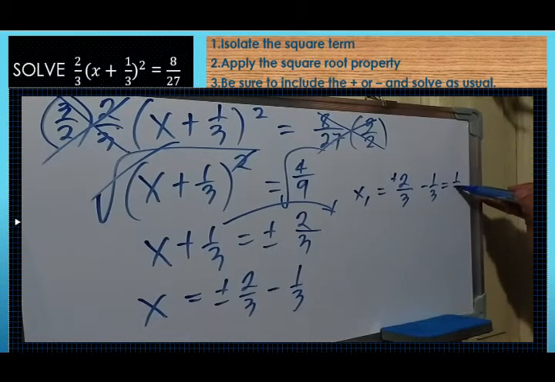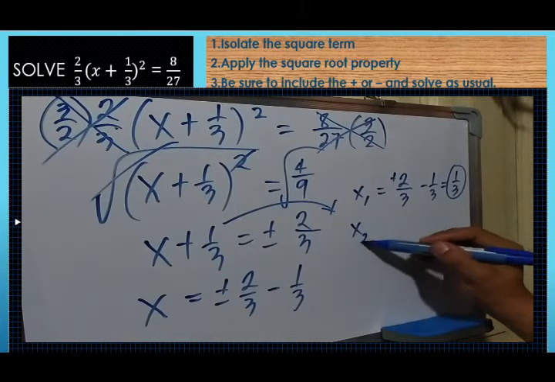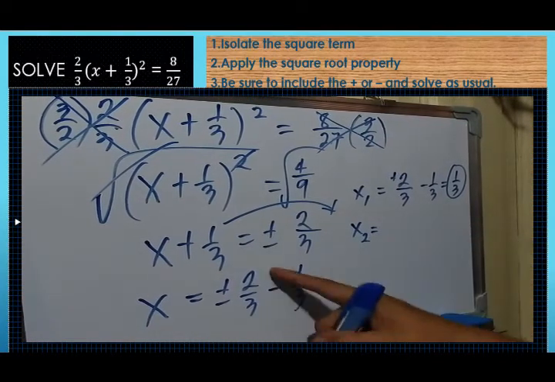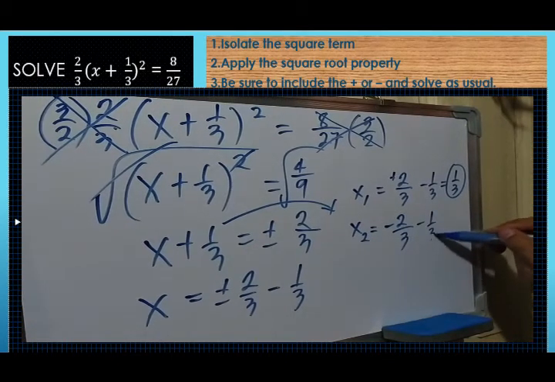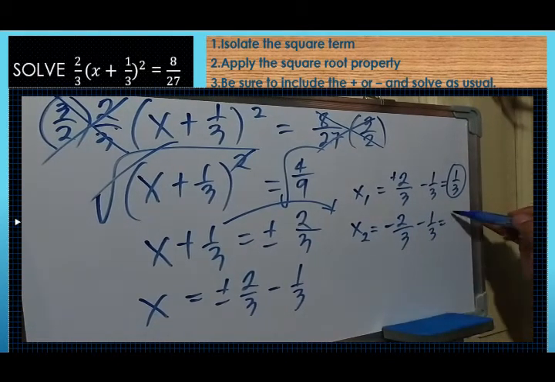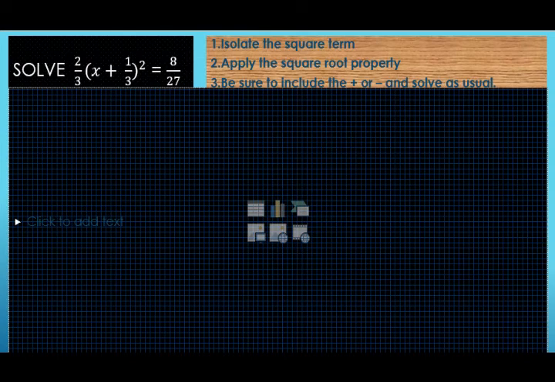That would be 1 over 3. That's our x sub 1. And our x sub 2 would be negative 2 over 3 minus 1 over 3. So that would be negative 3 over 3, or negative 1. So the values of x are negative 1 and 1/3.